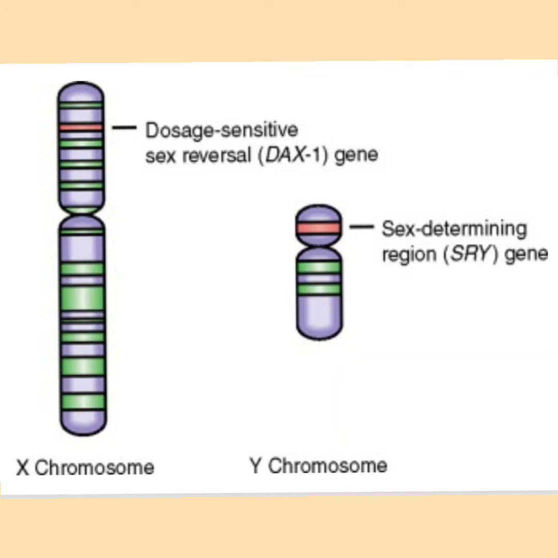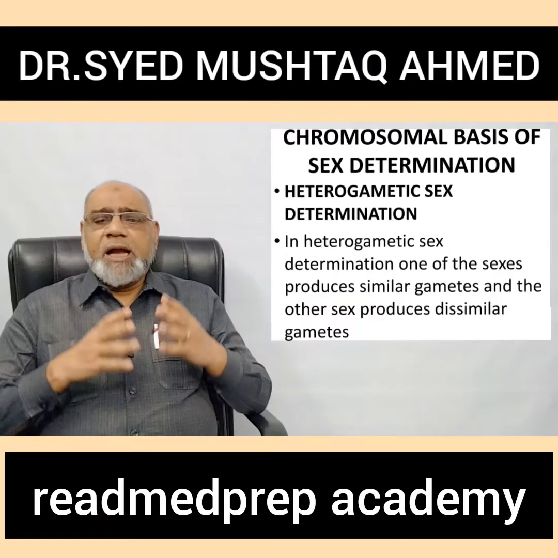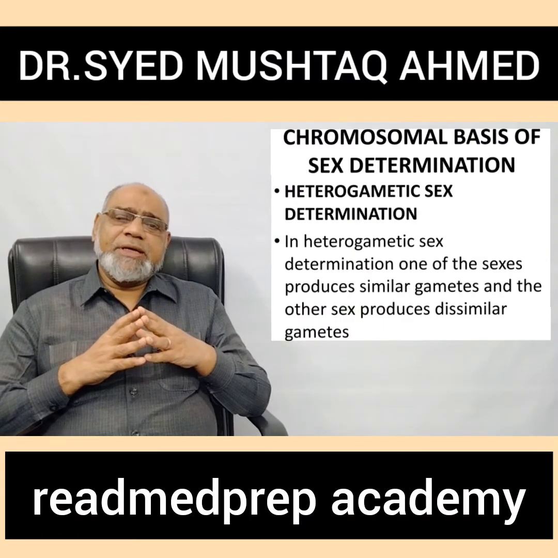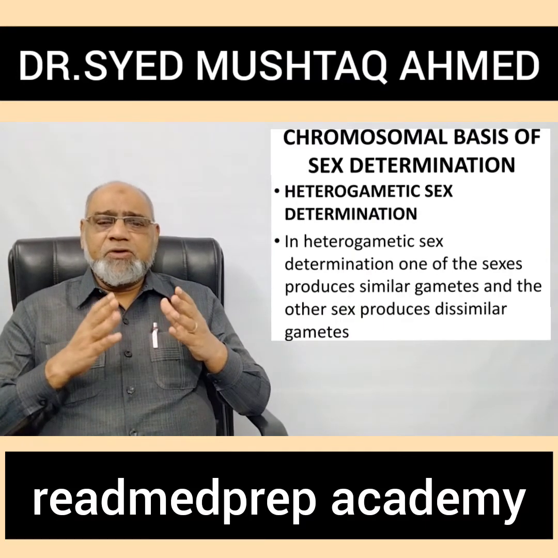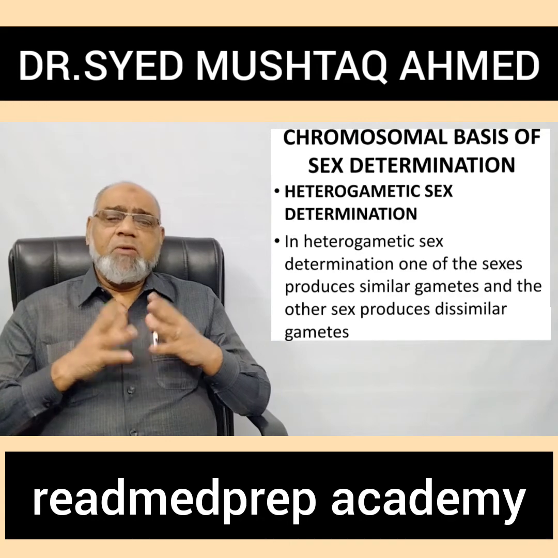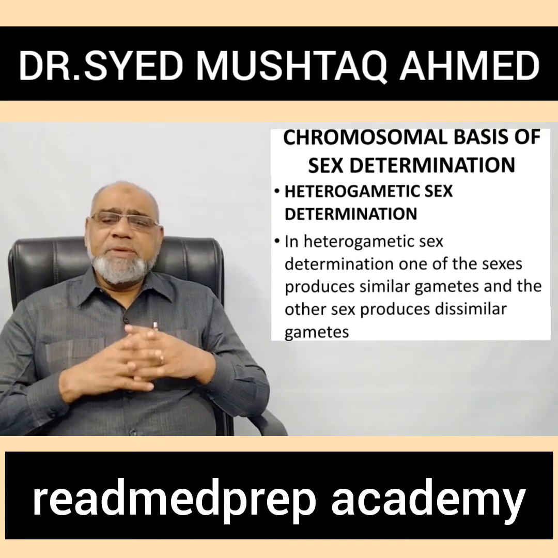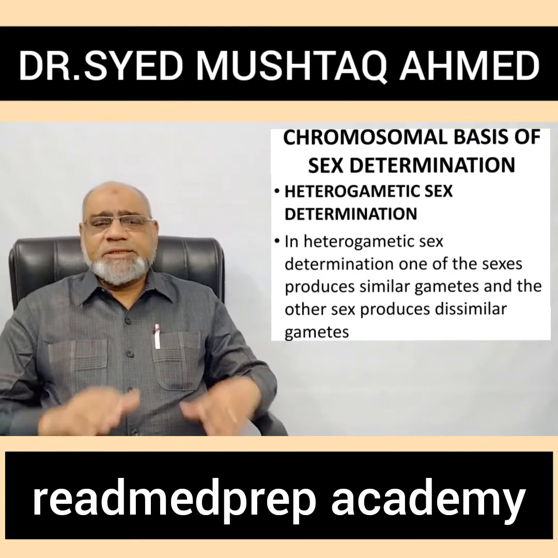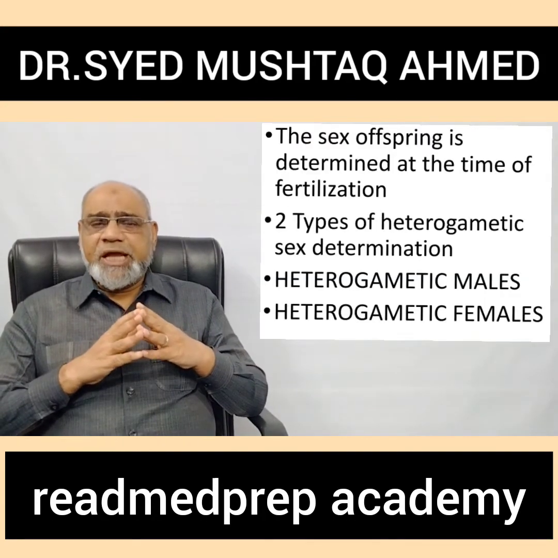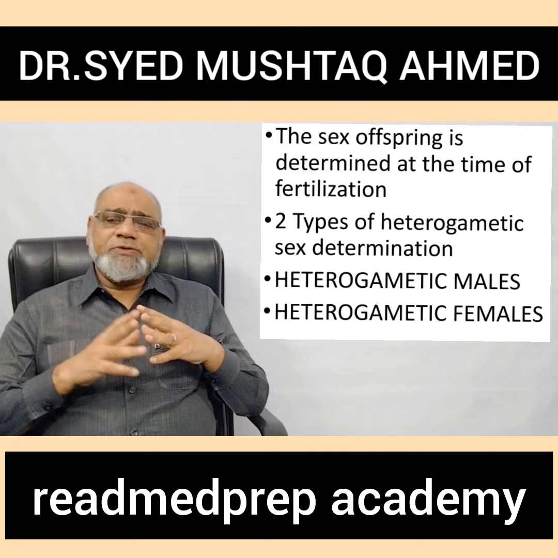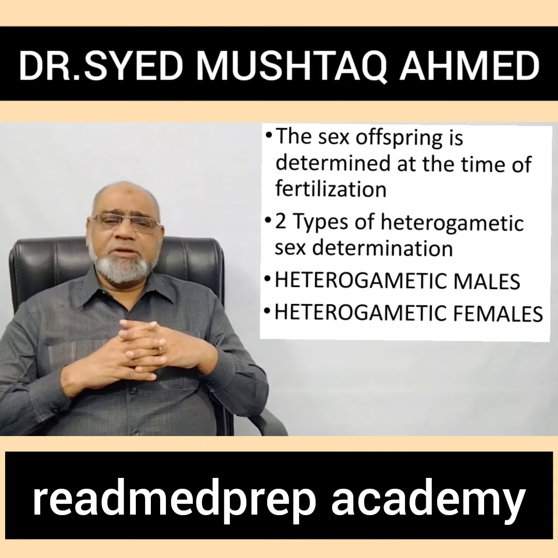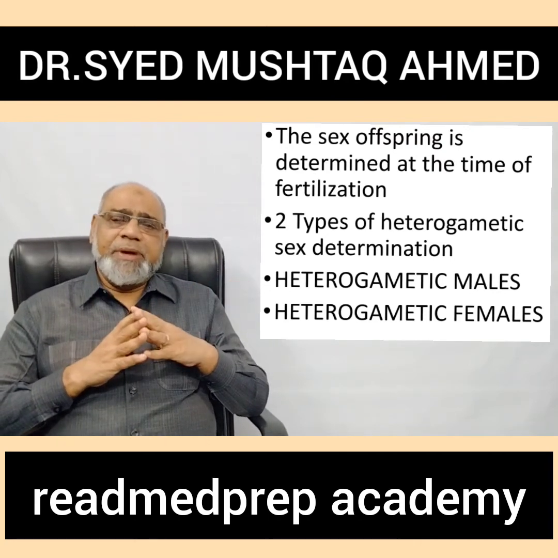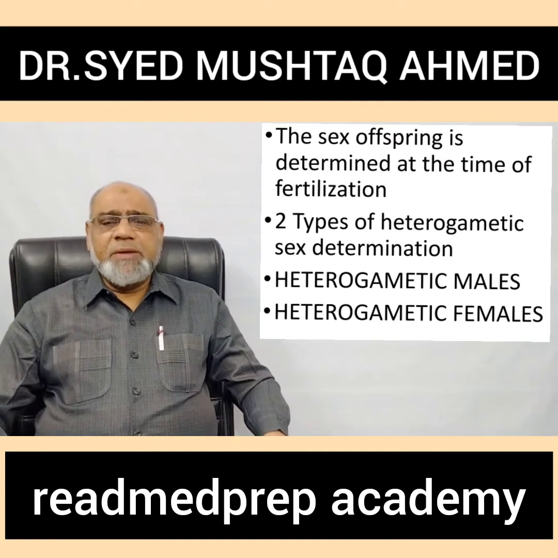What is the chromosomal basis of sex determination? Now let us discuss heterogametic sex determination. In heterogametic sex determination, one of the sexes produces similar gametes, the other sex produces dissimilar gametes. The sex of the offspring is determined at the time of fertilization. There are two types of heterogametic sex determination. One is called heterogametic males, the other one is called heterogametic females.